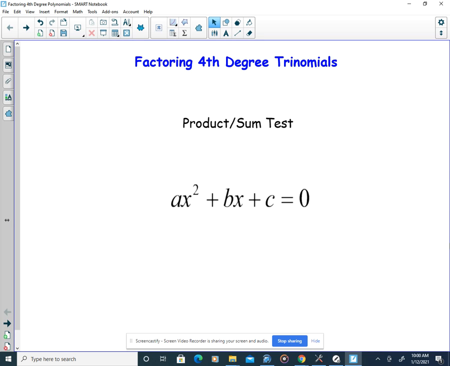So today we're going to learn how to factor a fourth degree trinomial. But before we factor a fourth degree trinomial, I'm going to review how to factor a quadratic trinomial. And we do that by using the product sum test.